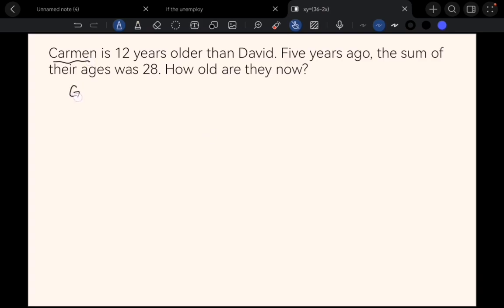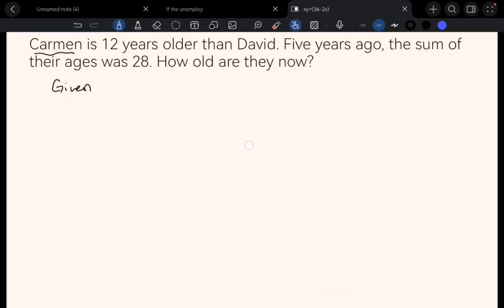So now we will have Carmen is 12 years older than David. 5 years ago, the sum of their ages was 28.